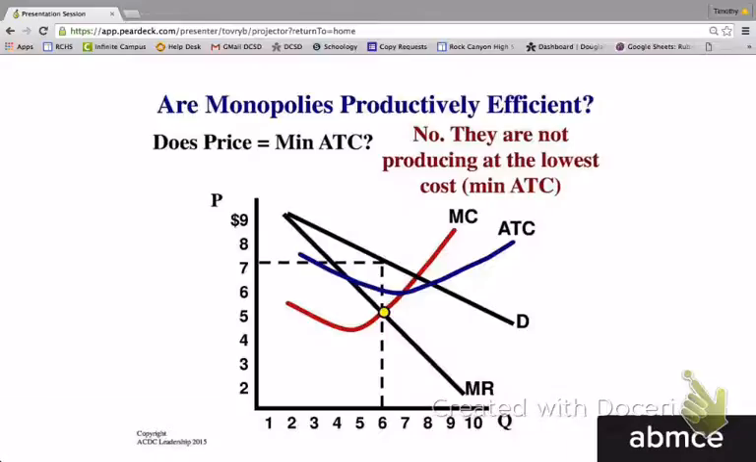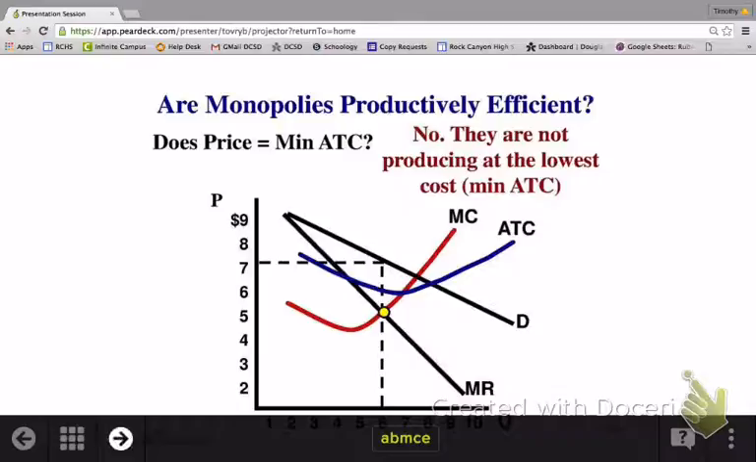So are monopolies productively efficient? Well, ask yourself, does price equal the minimum of average total cost? No. They're not producing at the lowest cost, at the minimum of ATC, as a perfectly competitive firm would. So they're not productively efficient.